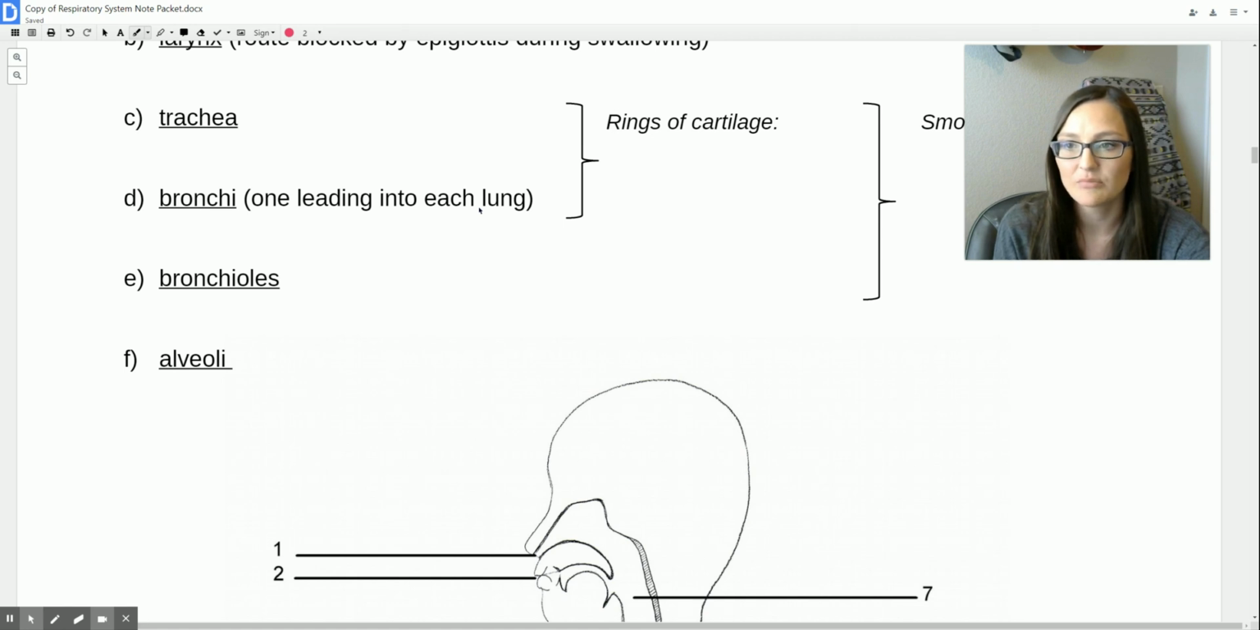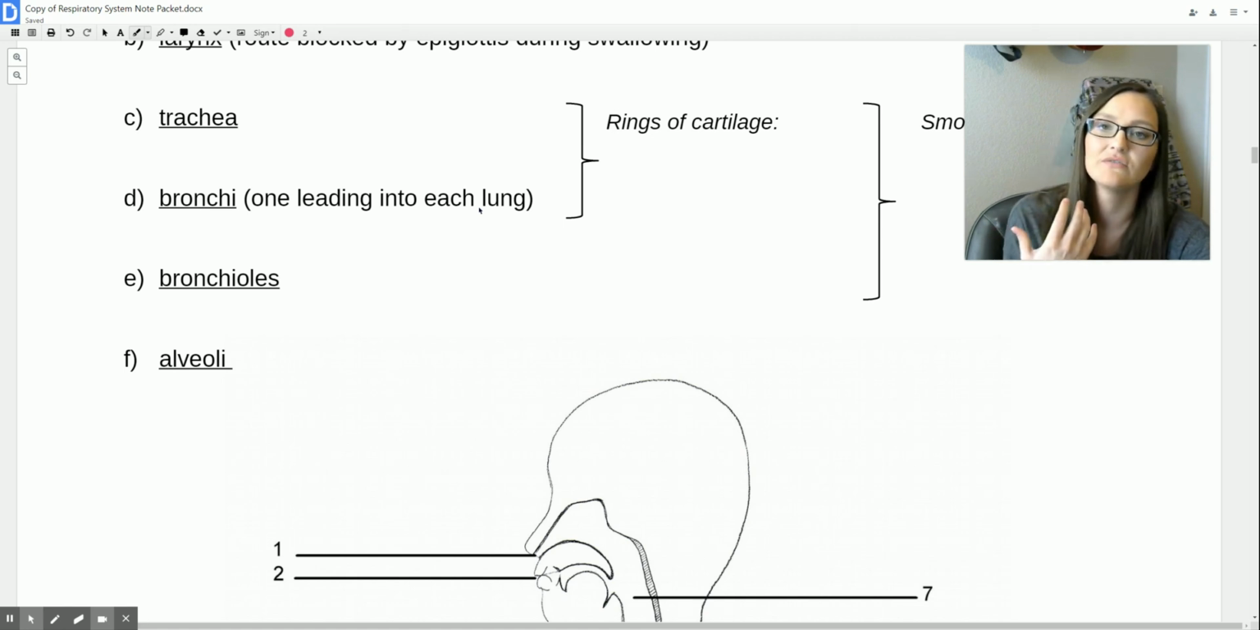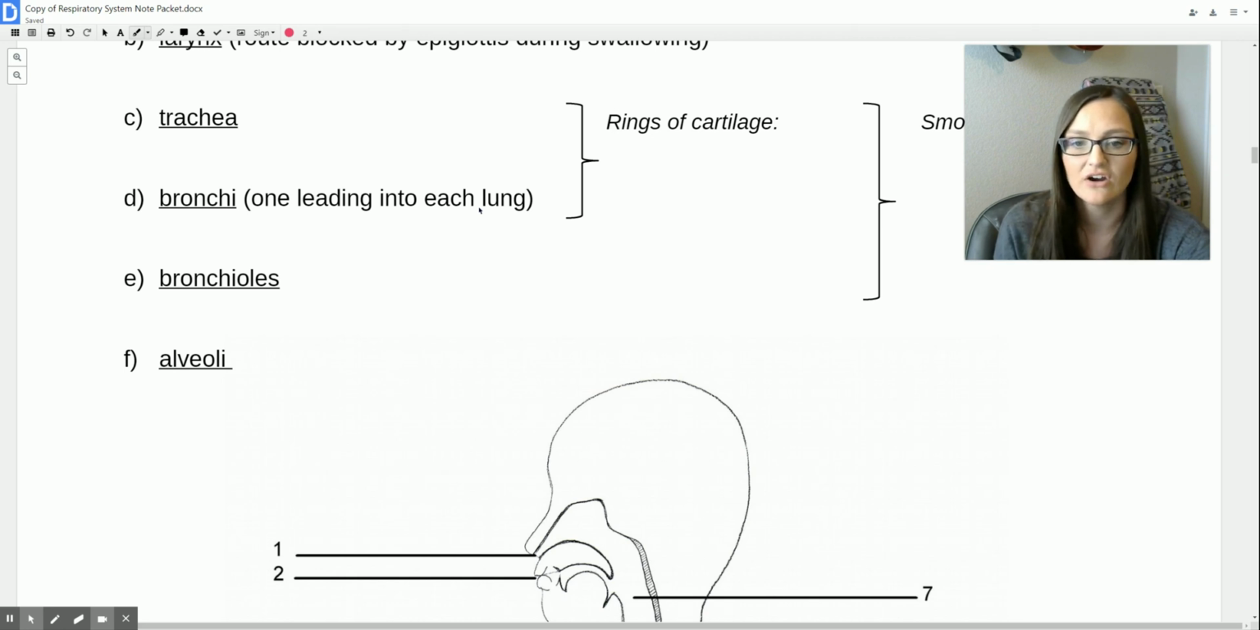Next up is the bronchi. You have a bronchus for the right lung and a bronchus leading to the left lung. What do the bronchi do? They are the airway that conducts air into the lungs.